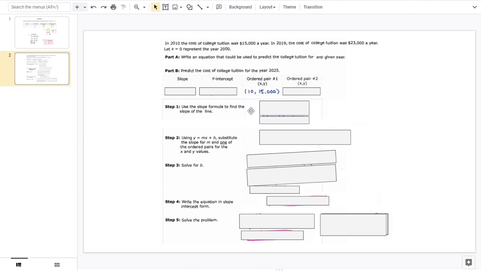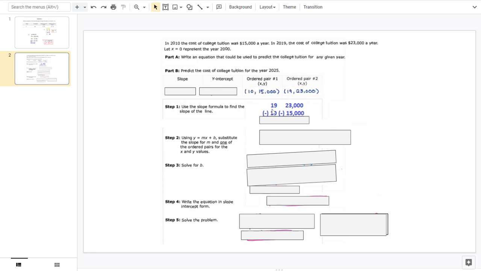Okay, now our second ordered pair, we're going to use our other information. So here we have 2019 and we have 23,000. These are our other numbers. Now 2019 is 19 more than 2000, so we're going to have 19 and 23,000 as our second ordered pair. Okay, now we're going to use that and figure out what our slope is.